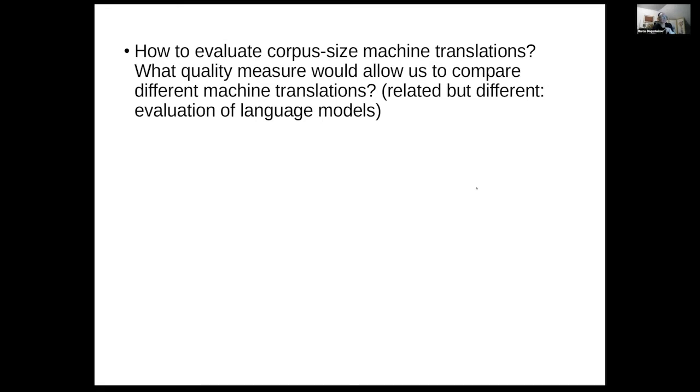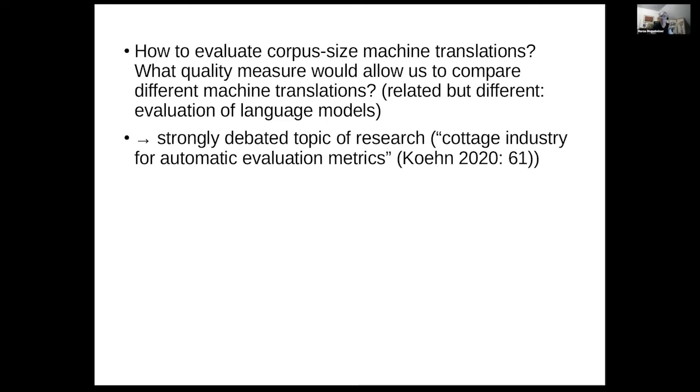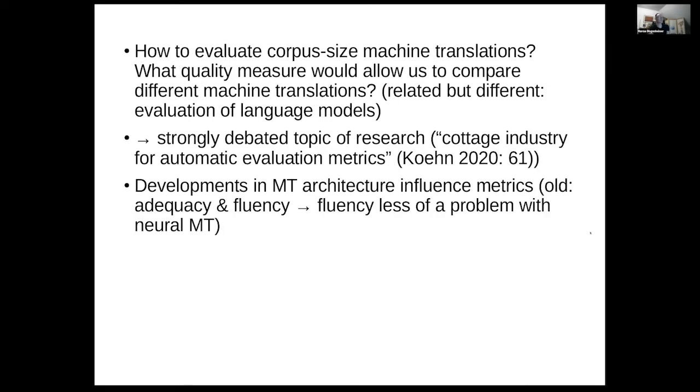And that's related, but slightly different to the question of how to evaluate different language models. So we are talking about the output of those models now. Models have their own issues. I mean, there's size and speed and so on. You are getting a folder with 5,000 translations in it, and you have to find a way to assess that somehow. This is actually a very strongly debated topic in research. Someone has called it the cottage industry for automatic evaluation metrics. So within machine translation, this is a constantly debated topic of how do we evaluate the output of machine translation.